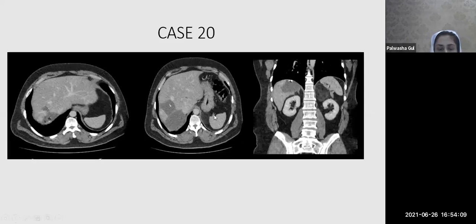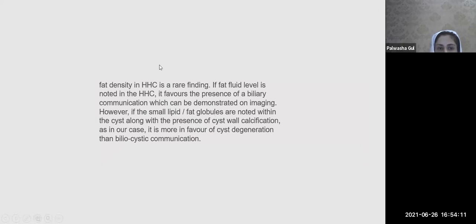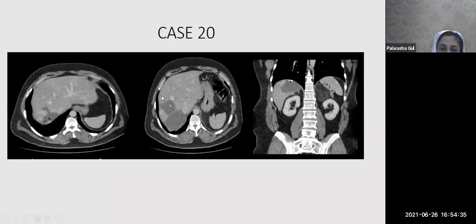So then I searched up the text, and the text said the fat density in the hepatic hydatid cyst is a rare finding. If a fat fluid level is noted in the hepatic hydatid cyst, it favors the presence of biliary communication. However, if small fat globules are noted within the cyst along with cyst wall calcification, just as in our case, it would favor cyst degeneration rather than a biliocystic communication. So a typical lesion with a slightly atypical finding because it had fat globules. I didn't know hydatid can show fat because of cyst degeneration. So this was something new and I wanted to share with you guys.